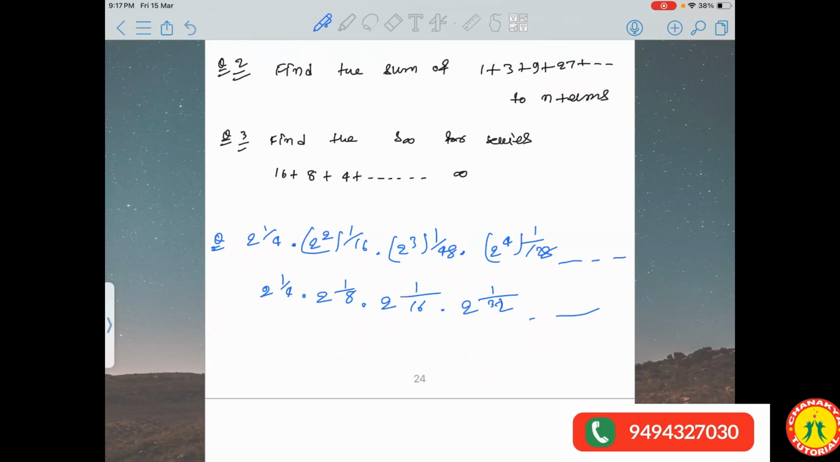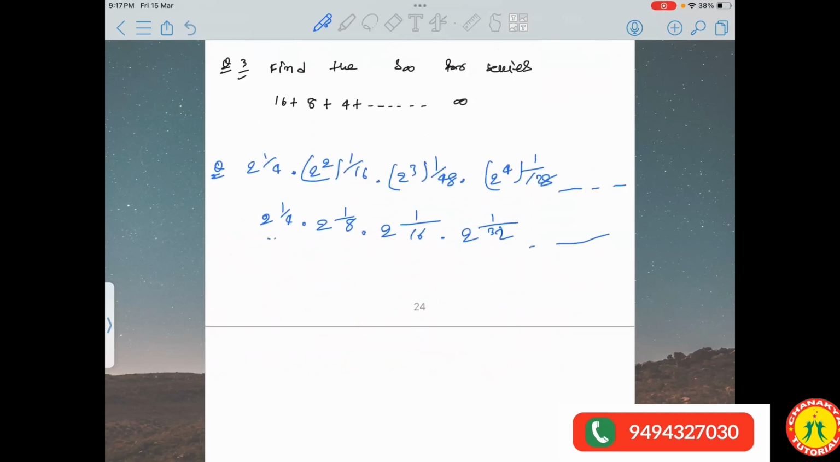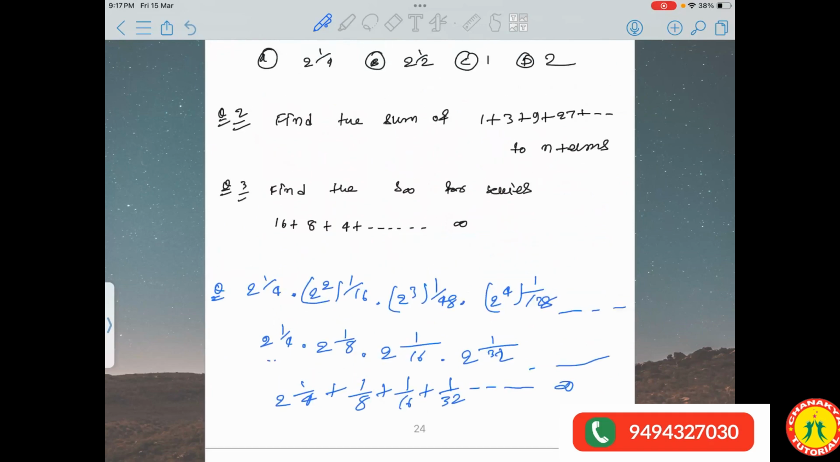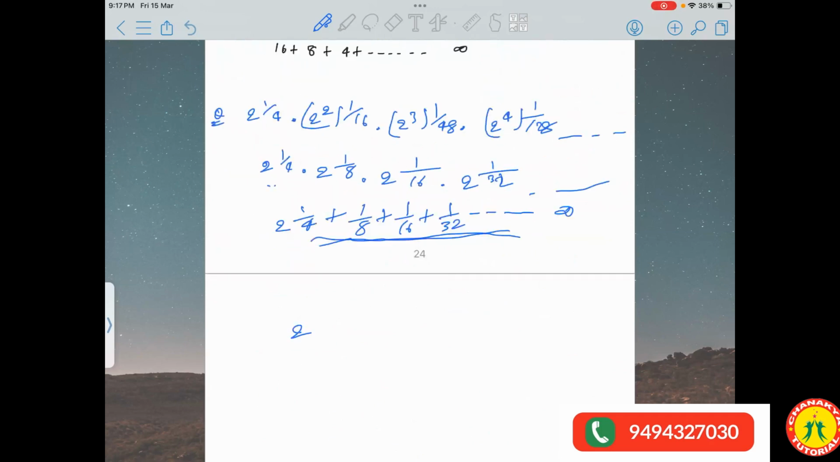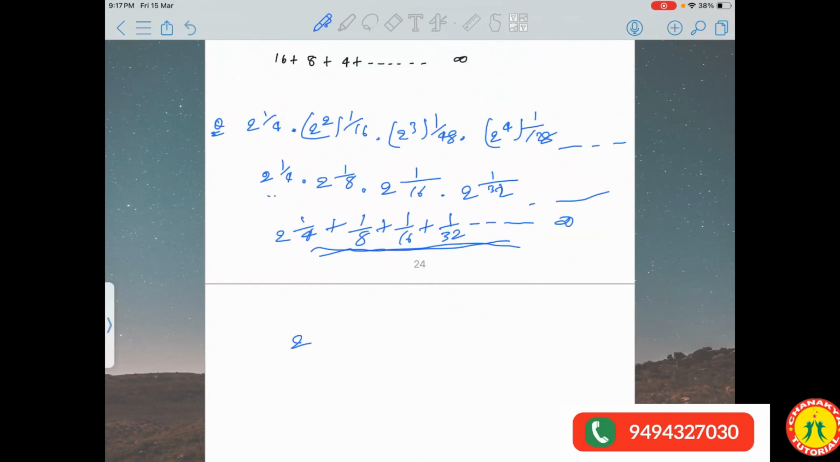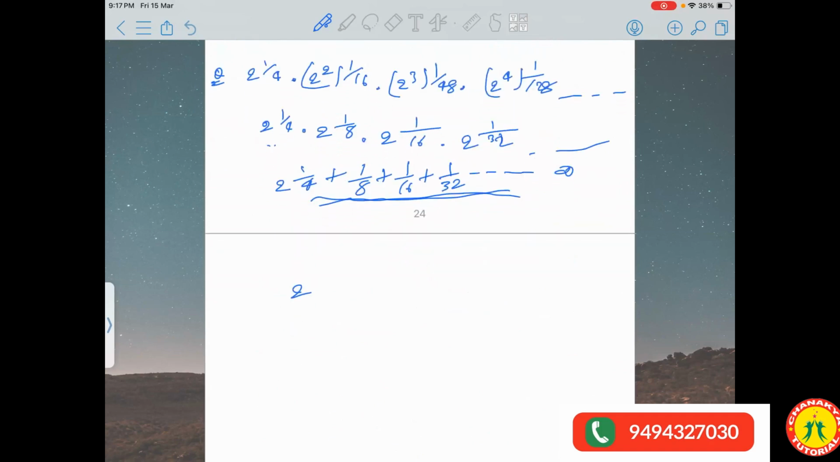Now the base is the same, so we multiply by adding the powers: 1 by 4 plus 1 by 8 plus 1 by 16 plus 1 by 32 up to infinity. It is asking up to infinity terms. So the power is in GP, and we apply the formula of S infinity to the power. We need to find the sum 1 by 4 plus 1 by 8 plus 1 by 16 plus 1 by 32 up to infinite terms.